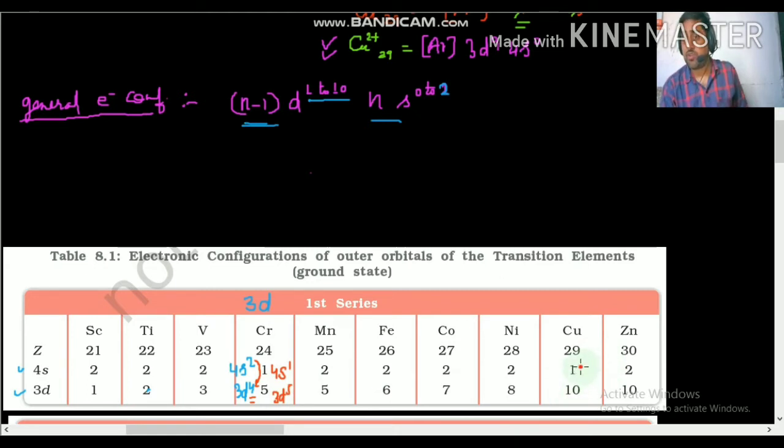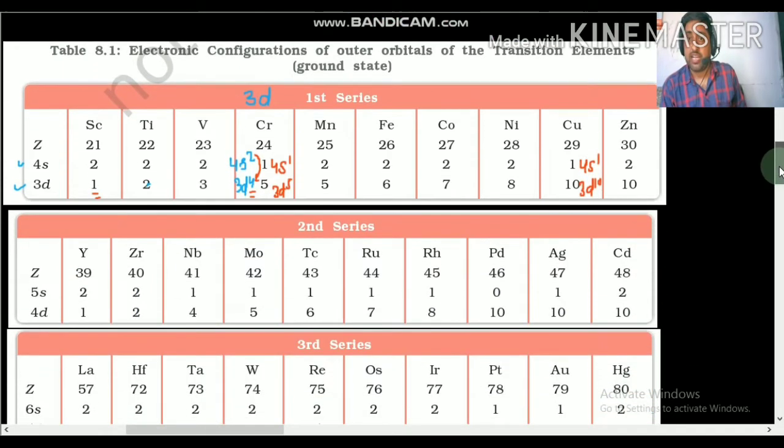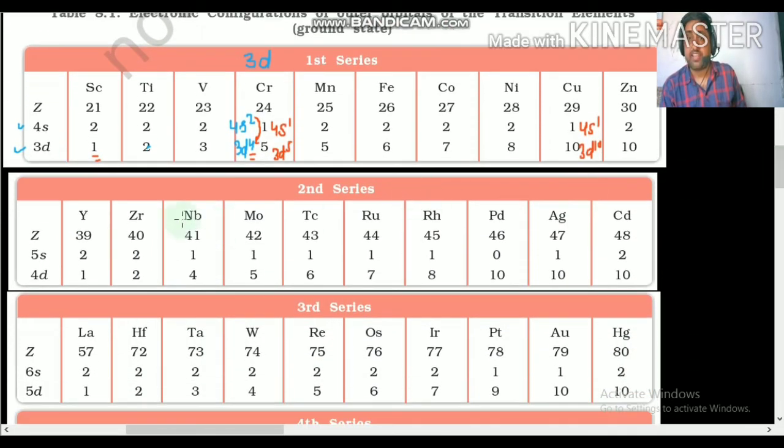Similar is the case of copper, as I told you. Then it becomes 4s1 and 3d10. That's why s has the range of 1 to 2 and d has the range of 1 to 10. Now see some more examples in the next series, that is the 4d series.